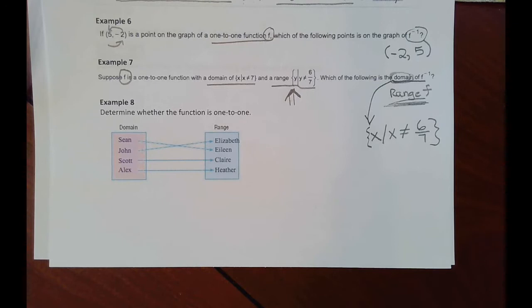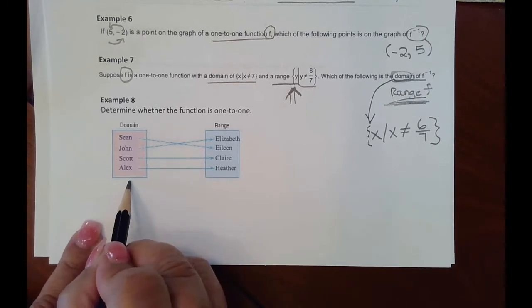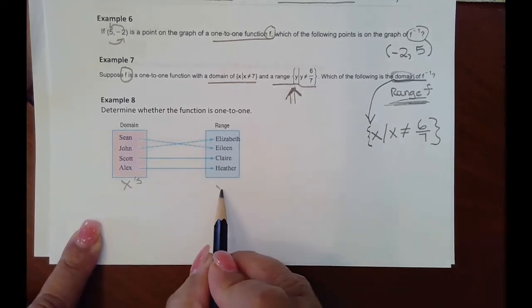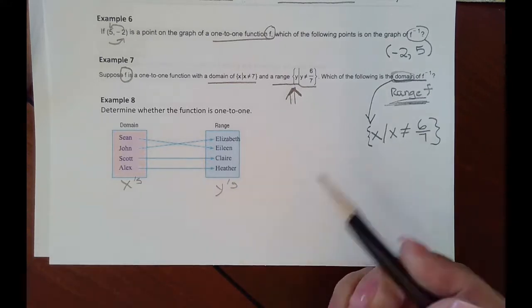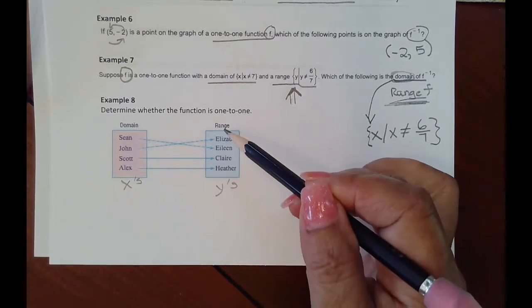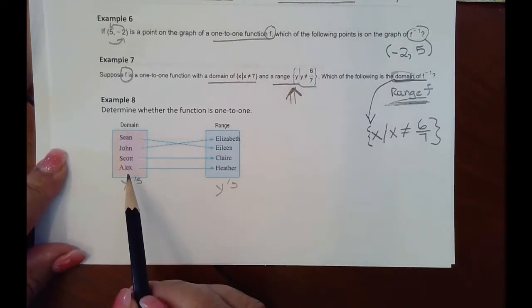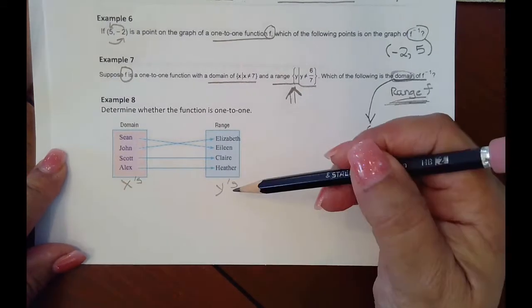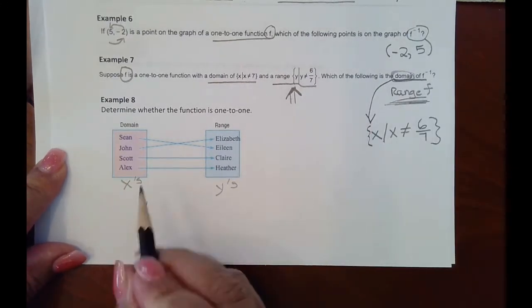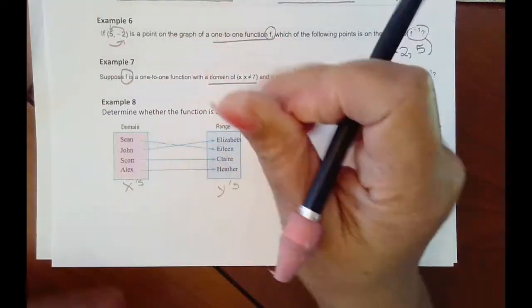Here's another type of question. Example 8 says determine whether the function is one-to-one. I was stating that on the very first page when I gave you the definition of a one-to-one function. The easiest way to check is this: these are all the x's, anything in the domain is x's, and anything in the range is the y's. Make sure all your x's are different and all your y's are different, and they are. You don't have any name mentioned twice, so these are all different, and these are all different. And I can put y just in case you look at this later.